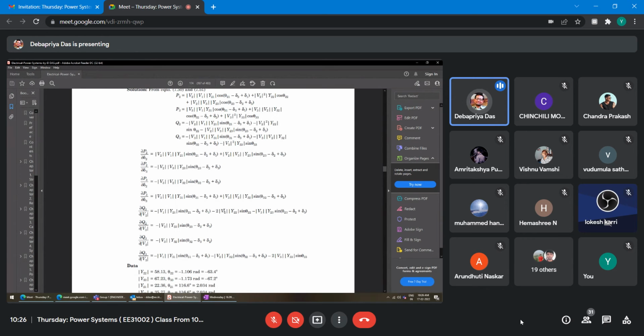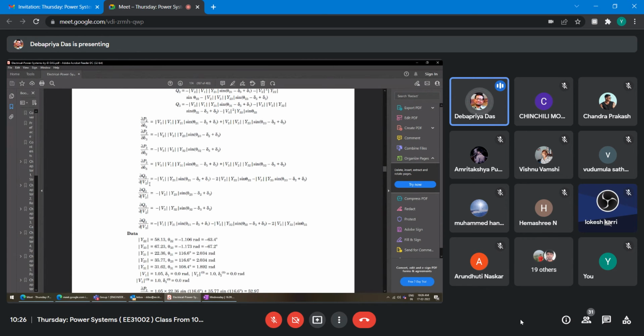Similarly, delta Q2 upon delta V2 magnitude. All buses we have assumed PQ bus. So delta Q2 upon delta V2 is this one, and delta Q2 upon delta V3 is this one. Delta Q3 upon delta V2 is this one, and delta Q3 upon delta V3 will be this one.